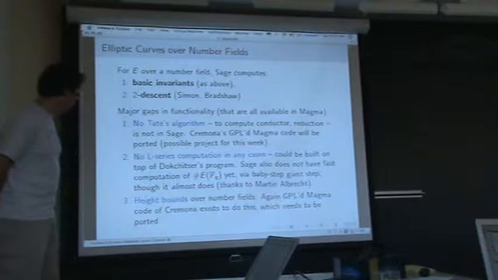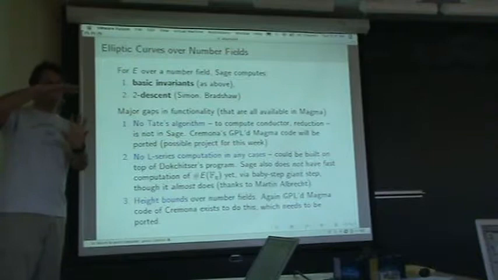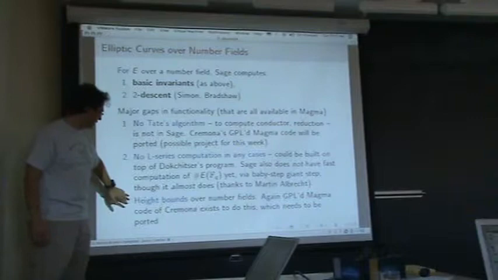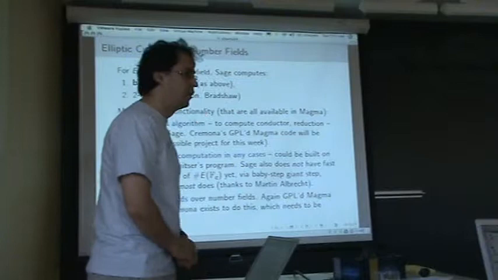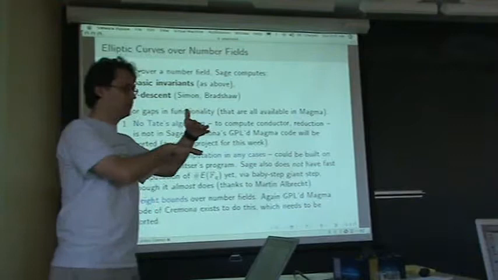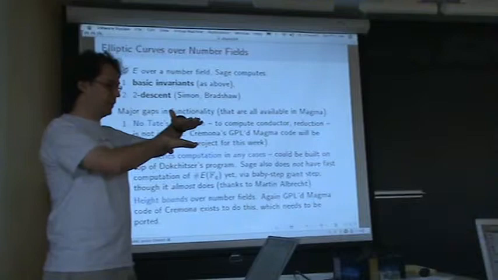Height bounds: by height bounds I mean bounds on the difference between the naive and canonical height on an elliptic curve over a number field. Over Q, there's code that does that, due to part of mwrank actually, so Sage gives you that. But over number fields, there isn't any code. And it is actually useful in a lot of projects. So you mean the naive and canonical height? Just the standard sort of bounds that you use all the time over Q, you also need them over number fields. And John, again, has a Magma script that's GPL, which computes a bound on the difference, but it's not in Sage.